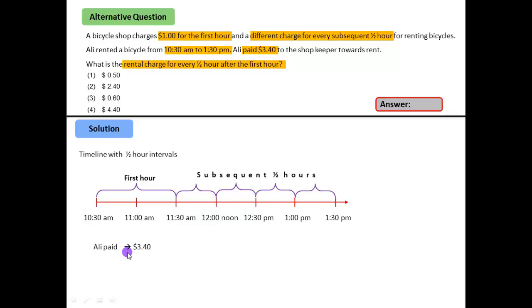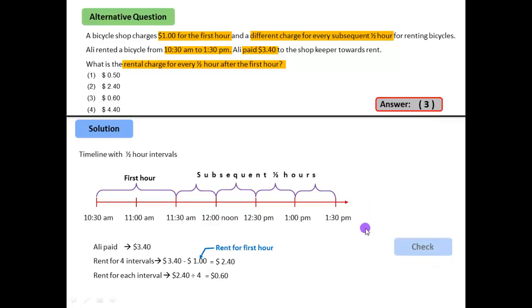The question states that Ali paid $3.40 towards rent. We know that the rent for the first hour is $1. So, the rent for the 4 subsequent half-hour intervals will be $3.40, which is the total rent, minus $1, which is the rent for the first hour alone. This gives us $2.40. To find out the rent for a single interval of half an hour, we take $2.40 and divide it by 4 because there were a total of 4 half-an-hour intervals. This gives us 60 cents as the rent for every half-hour interval after the first hour. So, our answer would be option 3.